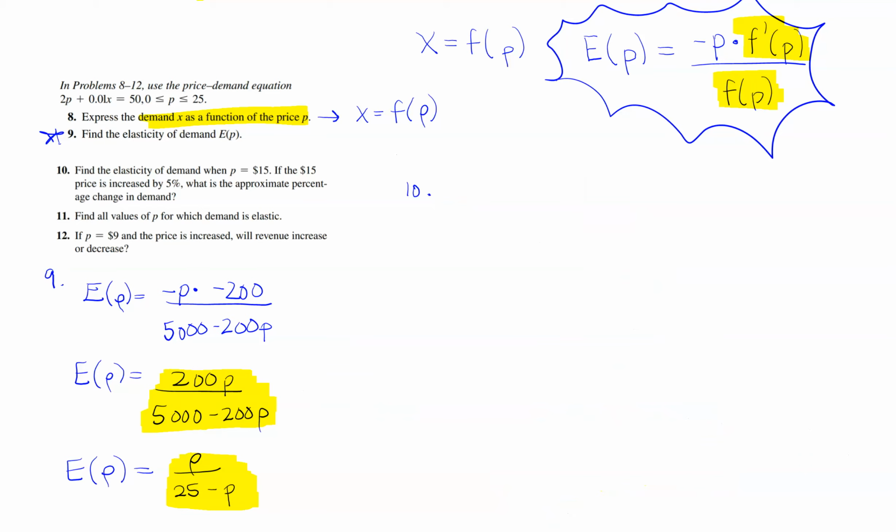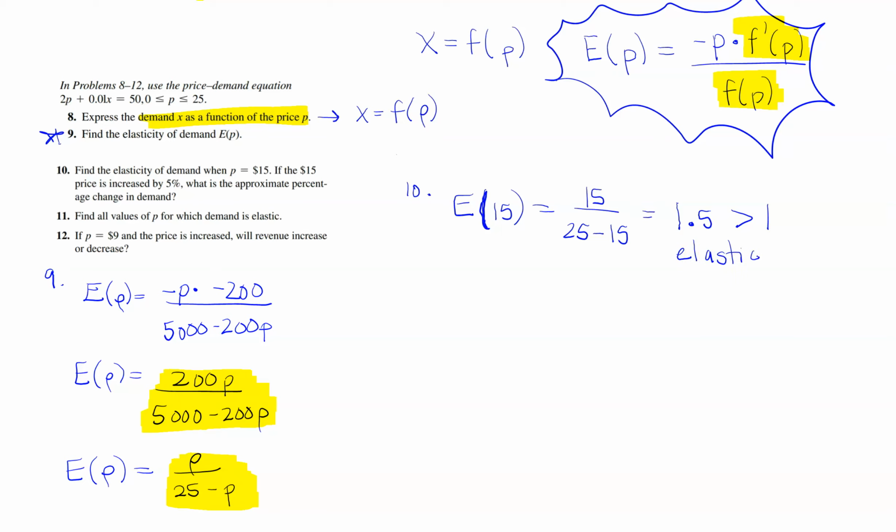Question 10 asks us to do two things. The first thing is to find the elasticity of demand when price is $15. So I'm just going to plug 15 into my elasticity calculation that we just came up with in number 9. That gives me 15 over 25 minus 15, and we'll get a decimal value for that. So we get 1.5. Now 1.5 is greater than 1, which means we're in an elastic situation.